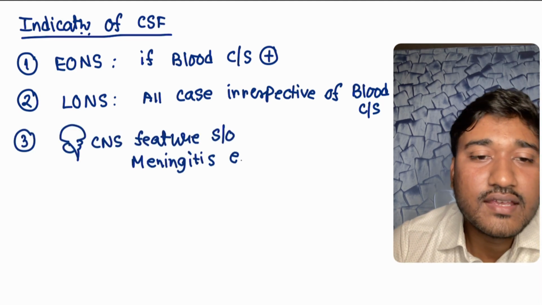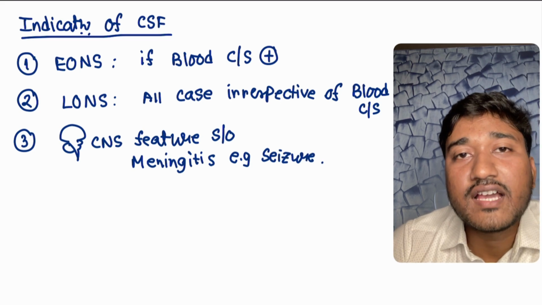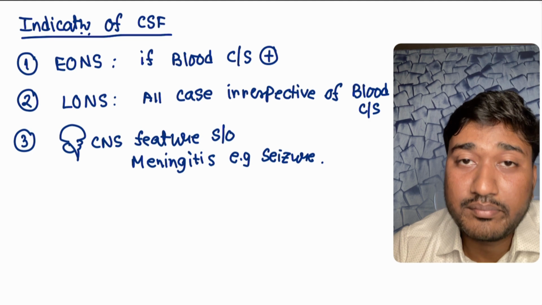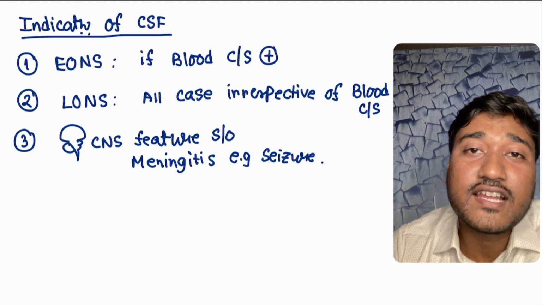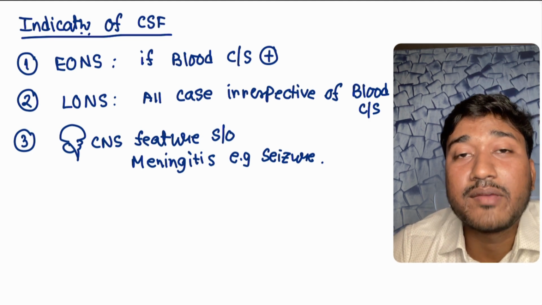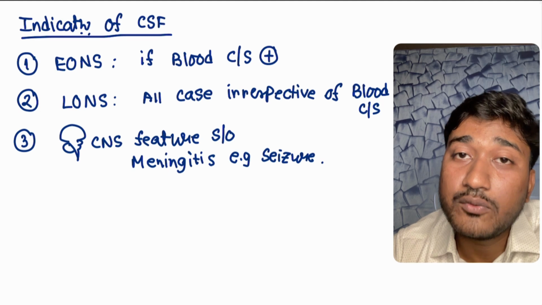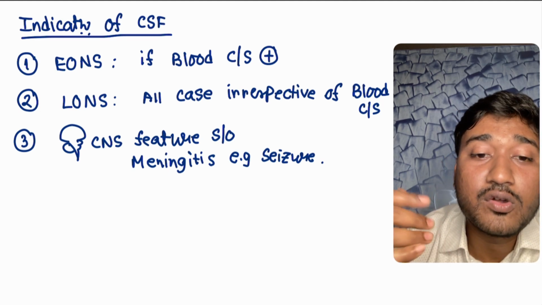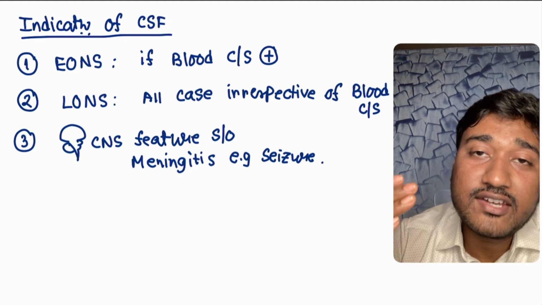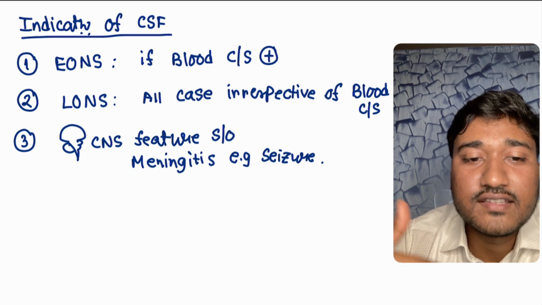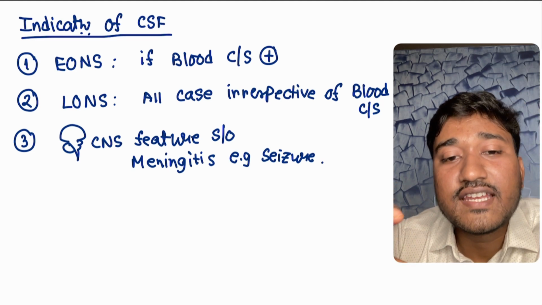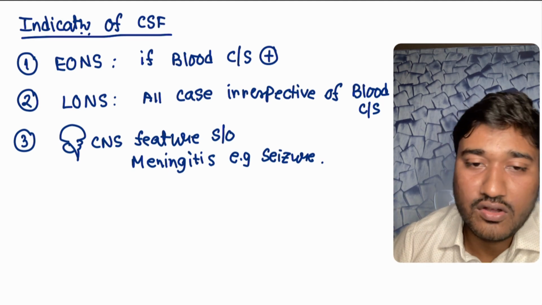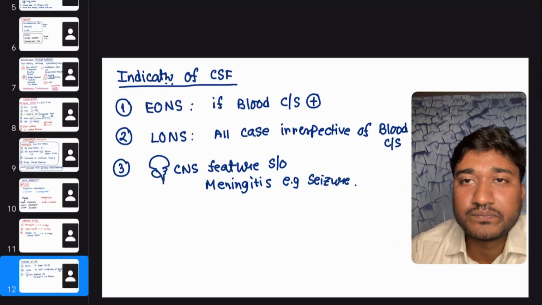Also, suppose a baby comes with clinical features like seizure, which could be a presentation of meningitis, but seizure can also happen because of hypoglycemia, maybe hypocalcemia. If we have ruled out all these metabolic causes and all other contributing causes, we can attribute this seizure to meningitis. Therefore, in case of CNS features suggestive of meningitis, we can do CSF or lumbar puncture.